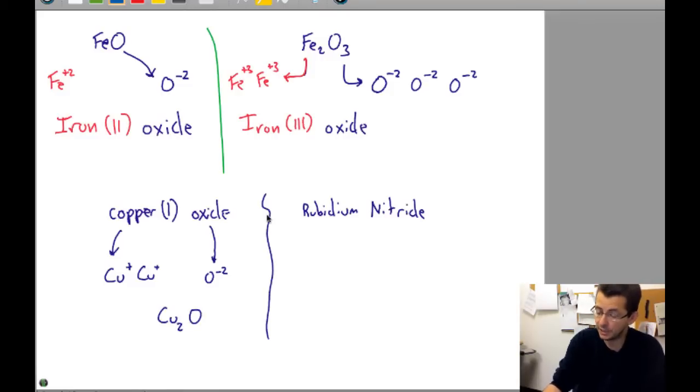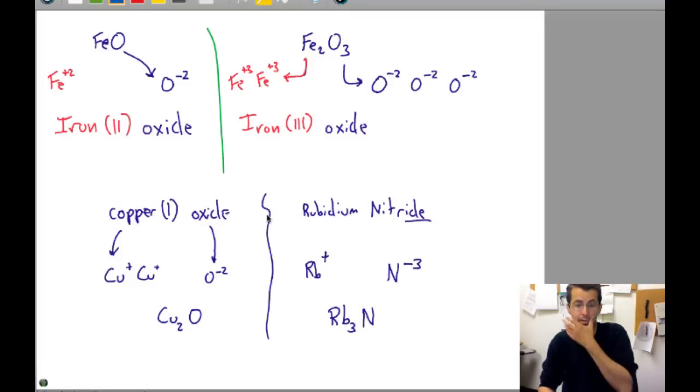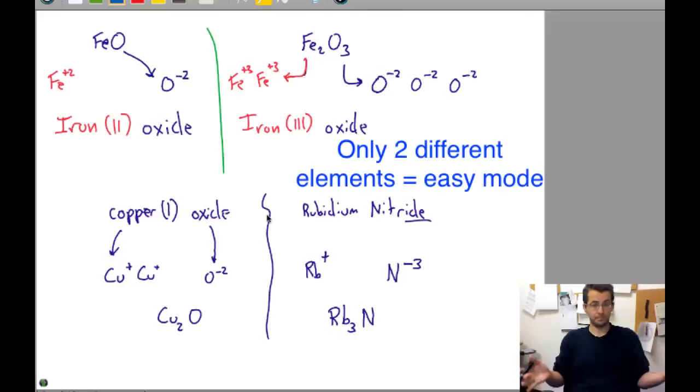Rubidium nitride, symbol Rb, +1 charge. Nitride, nitrogen in its typical state, -3, based on its location on the periodic table. So it would require 3 rubidiums to balance out the charge on the nitrogen. There.